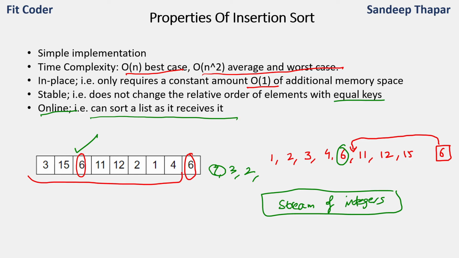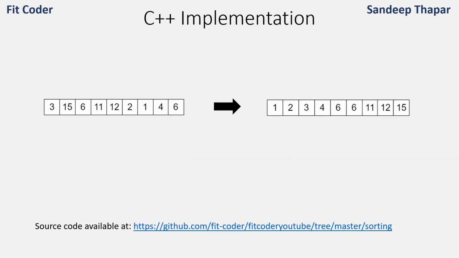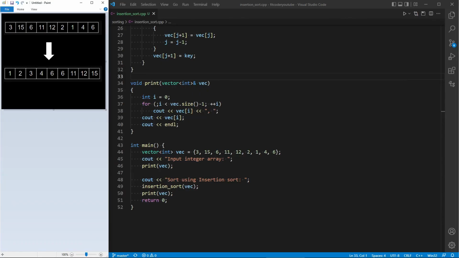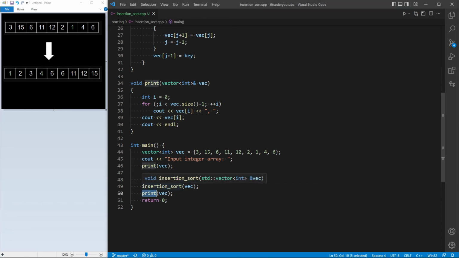Now let's have a look at the implementation of this algorithm. All the source code that I'll be showing is available in my GitHub repository, link of which is present here and as well as in the description. Now let's have a look at the code. So in the main function I have this vector, which is the same example that I've taken. I first print this vector, then I call this function insertion sort, and at the end I again print this vector to show that the vector has been sorted.